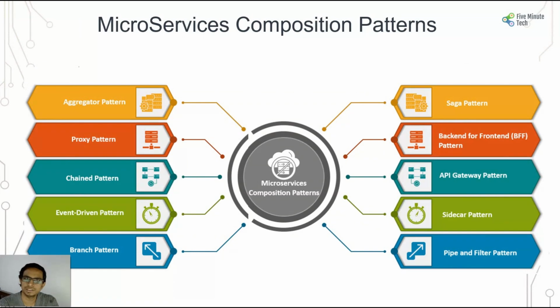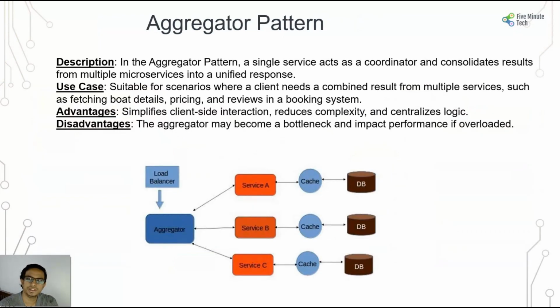So these are the patterns which we'll be talking about, starting with the aggregator pattern, followed by the proxy pattern, chain pattern, branch pattern, event-driven pattern, and saga pattern. Then we will have the backend for front-end pattern, API gateway pattern, sidecar pattern, and the pipe and filter pattern. So the first one is our aggregator pattern.